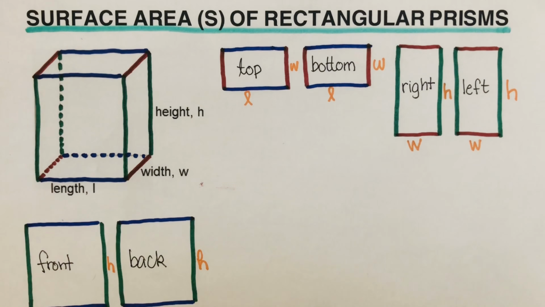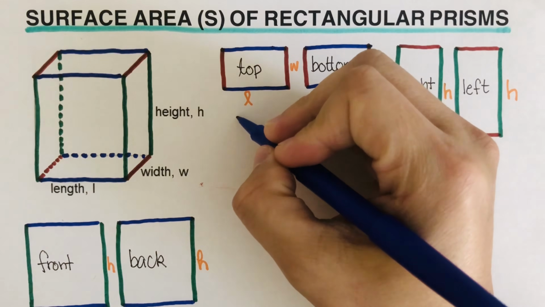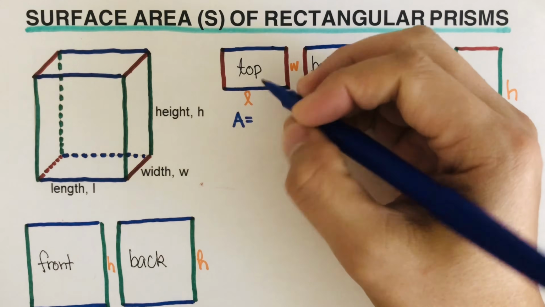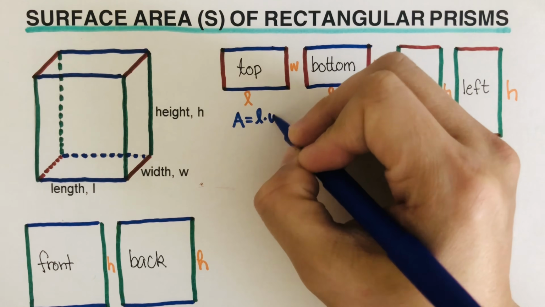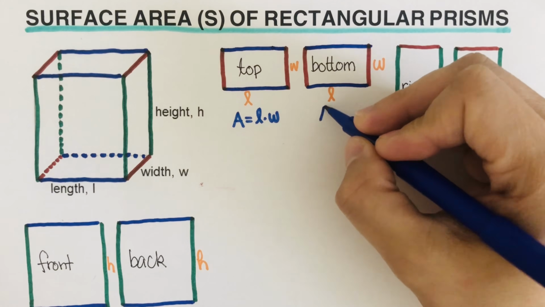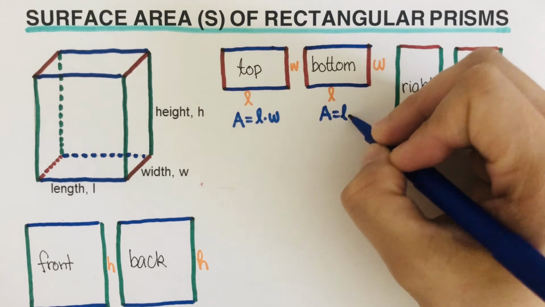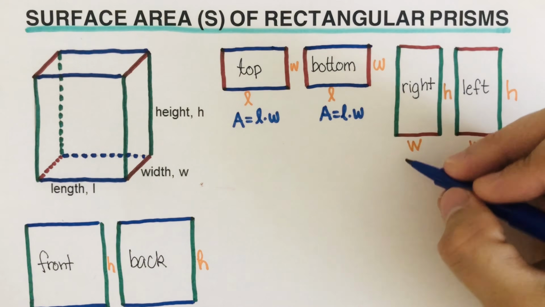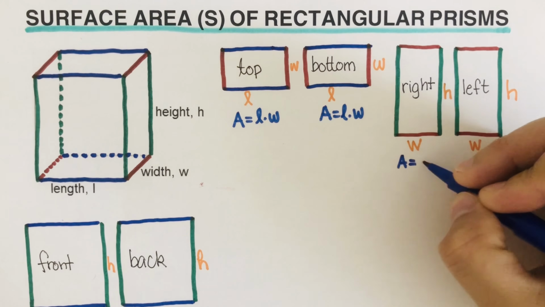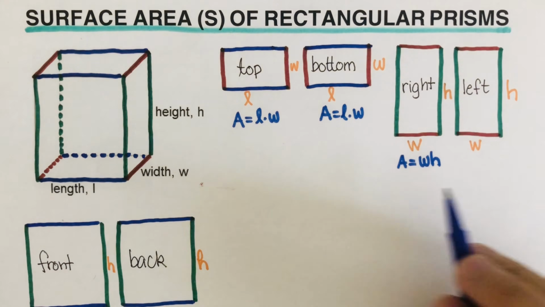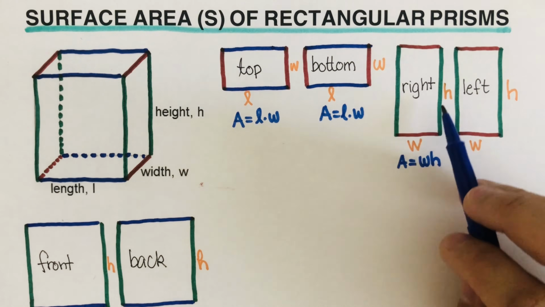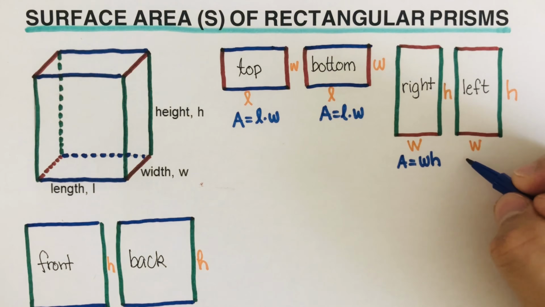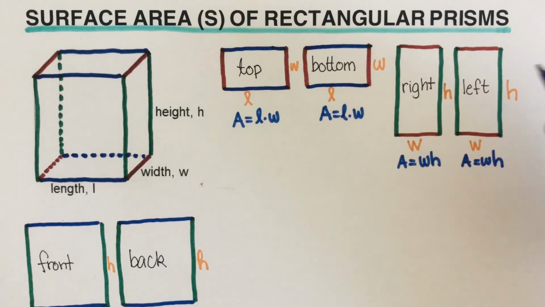So to find the area for each of these, we are going to multiply. Area means 2-dimensional. So for this one right here, the area for this would be length times width. The area for this bottom would be length times width. The area for this right would be width times height. Again, area is 2-dimensional. That means we're multiplying 2 dimensions. And then the area for this is width times height.